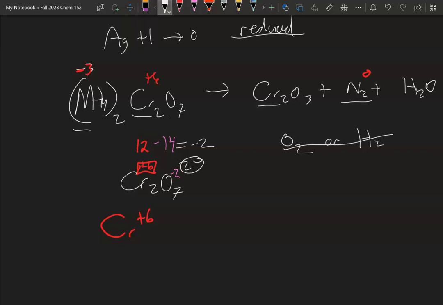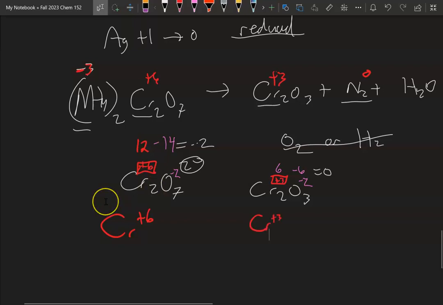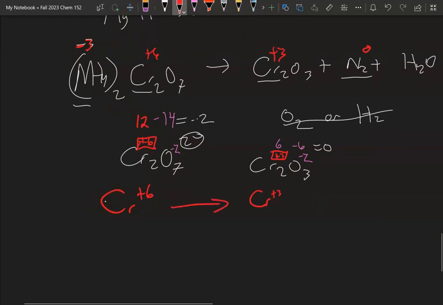Now let's look at the chromium on the right, just to see what it's doing here. So this molecule is neutral, so you set it equal to 0. The charge on the oxygen is -2, that's -6, and 6 minus 6 equals 0. Now there are 2 chromiums again. 6 divided by 2 gives me 3. All right, so that means the chromium is +3 here.